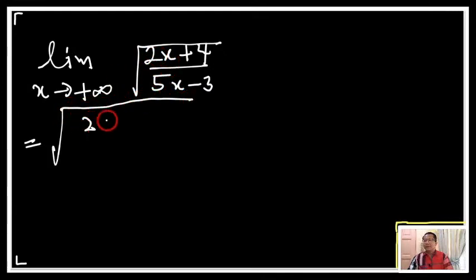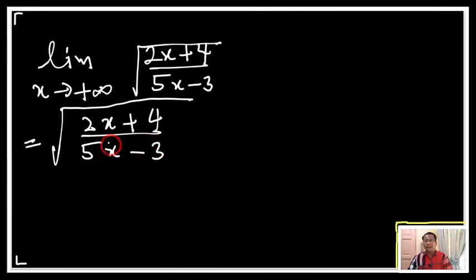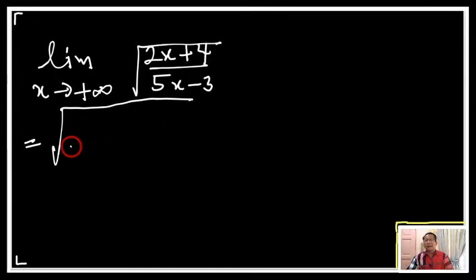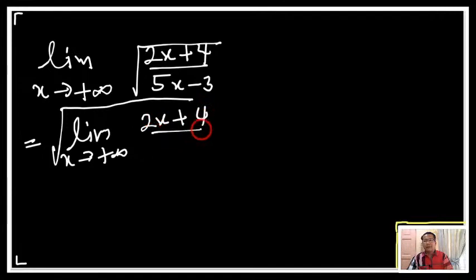So, 2x plus 4 over 5x minus 3. I forgot to put the limit sign. Okay, should be limit x approaches positive infinity, 2x plus 4 over 5x minus 3. So we solve this and then for the answer, we take the square root. This one is very easy.